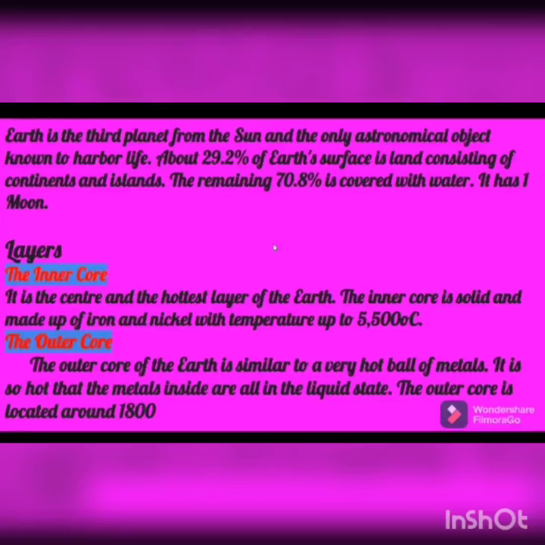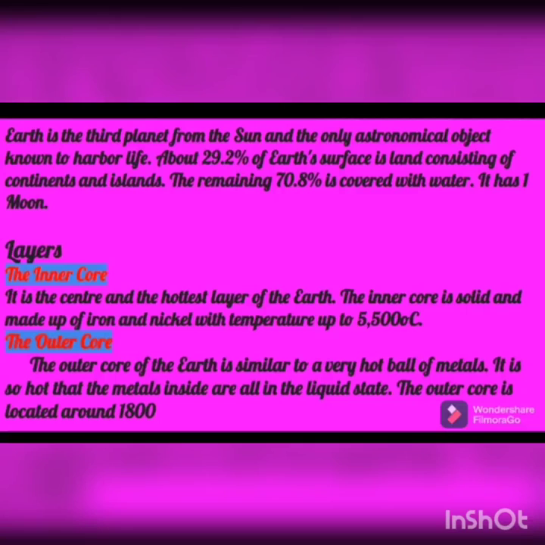So now we are going to study about Earth's layers. Can you tell me how many layers there are? There are three layers. The first layer, the middle part of the Earth, is the inner core. It is in the center and is the hottest layer of the Earth. The inner core is solid and made up of iron and nickel, with temperatures up to 5,500 degrees Celsius.